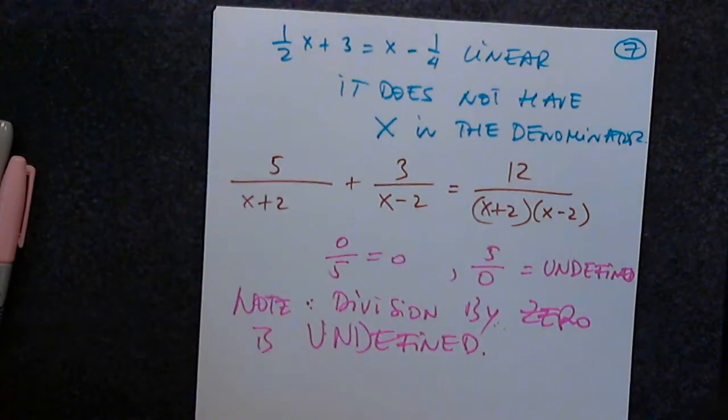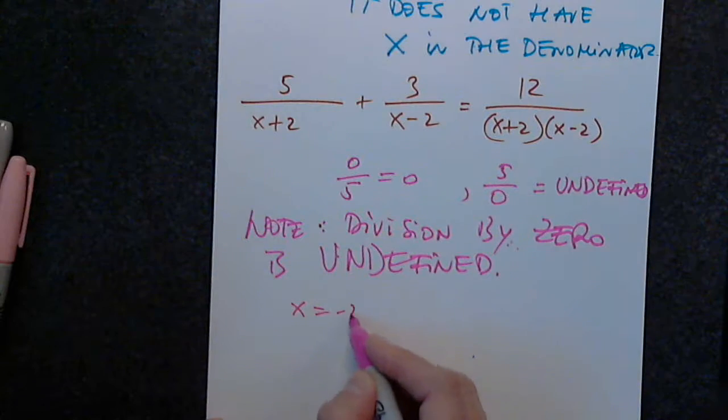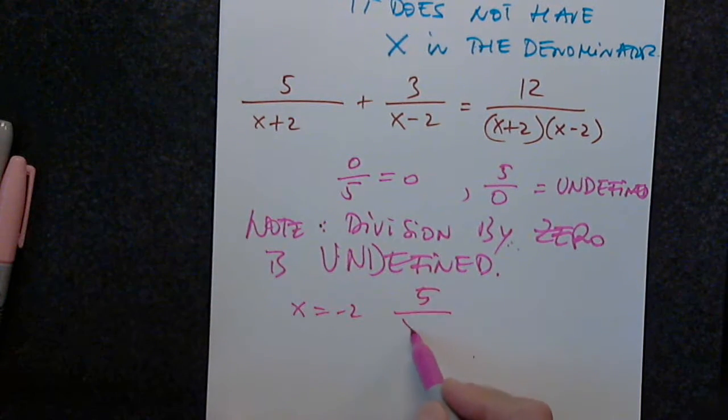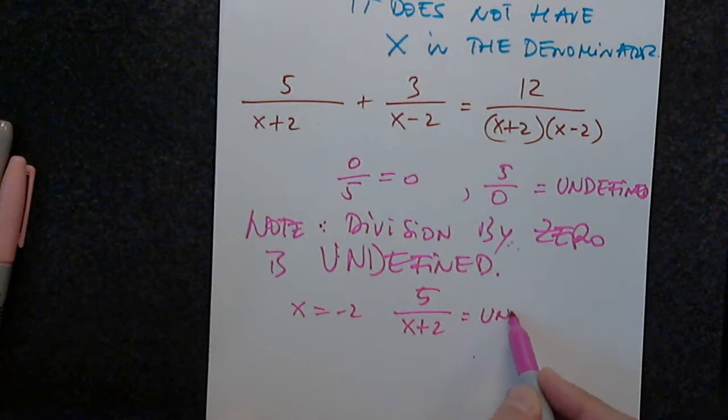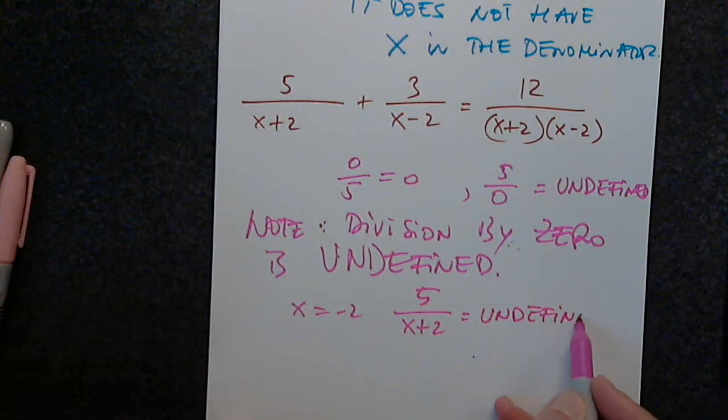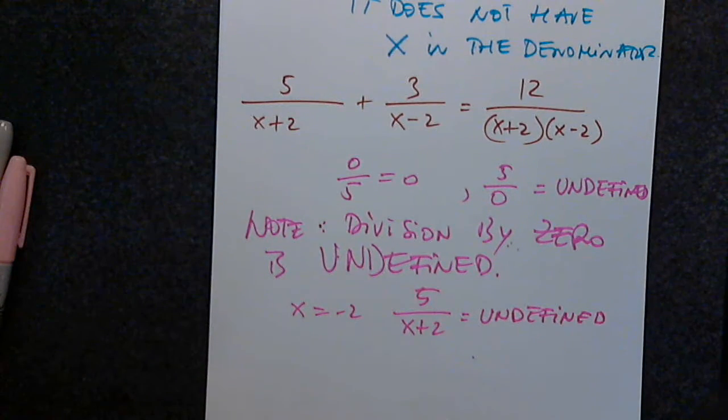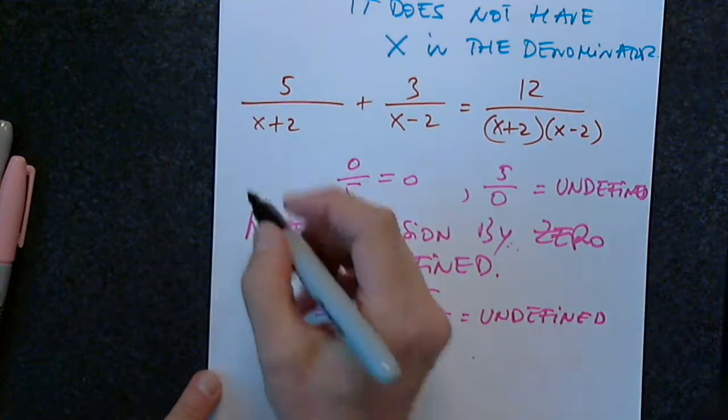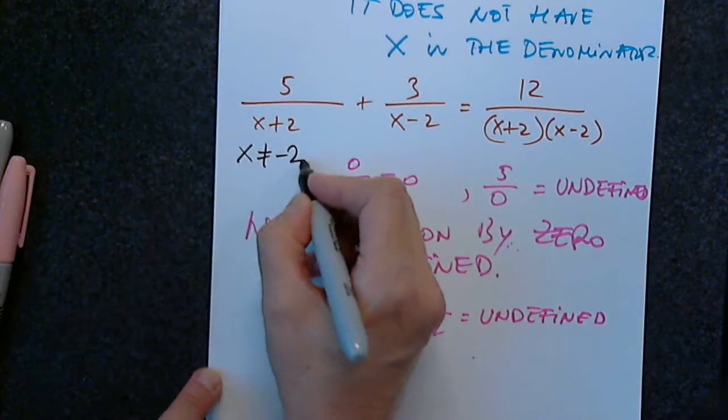Perfect. So we say that when x equals -2, 5 divided by x plus 2 is undefined. Do we all agree with that? Is it a yes or is it a no? Yes. Do we all see it? Yes. Perfect. So then for this equation, I have to start by writing that x cannot be -2.